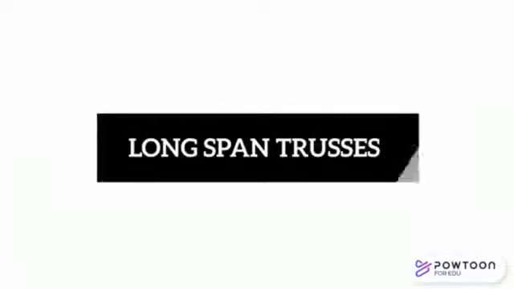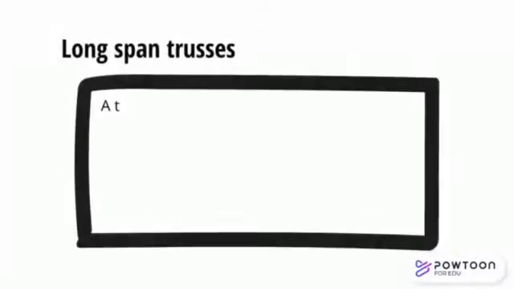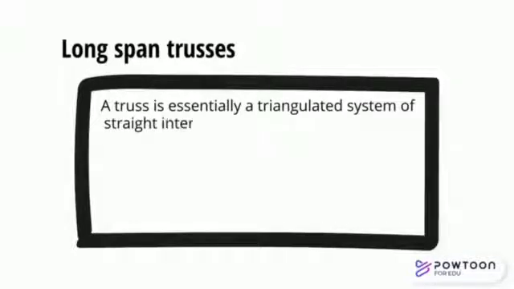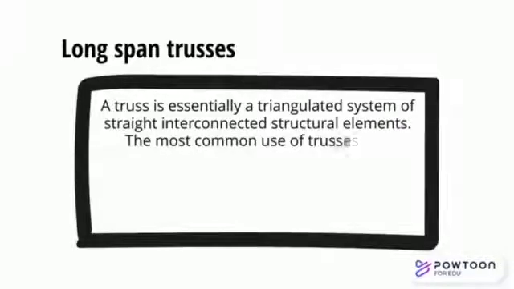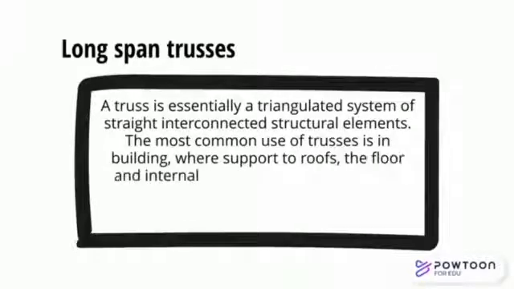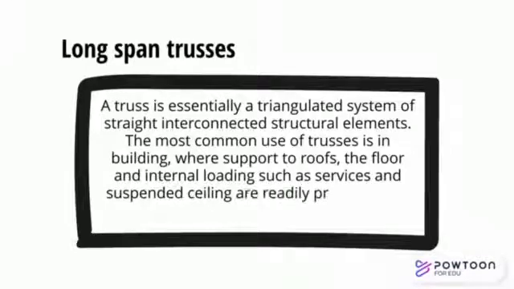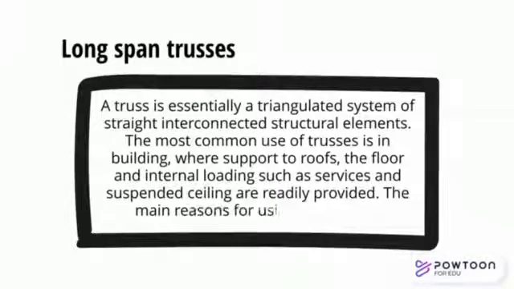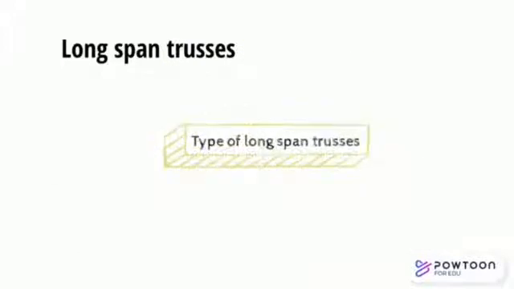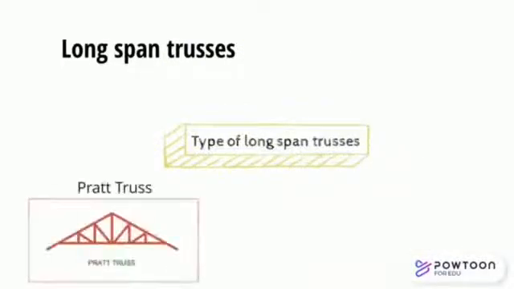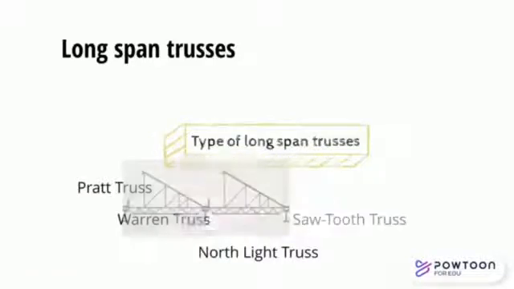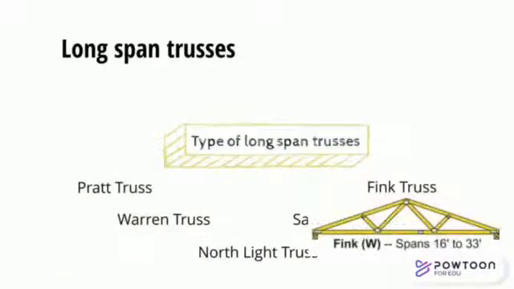Long span trusses. A truss is essentially a triangulated system of straight interconnected structural elements. The most common use of trusses is in buildings where support to roof, floor and internal loading such as services and suspended ceilings is readily provided. There are types of long span trusses: bowstring truss, Warren truss, north light truss, sawtooth truss and fin truss.